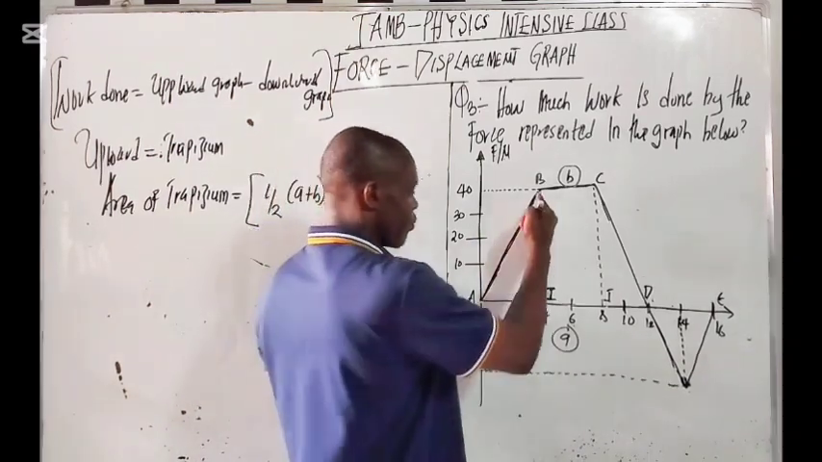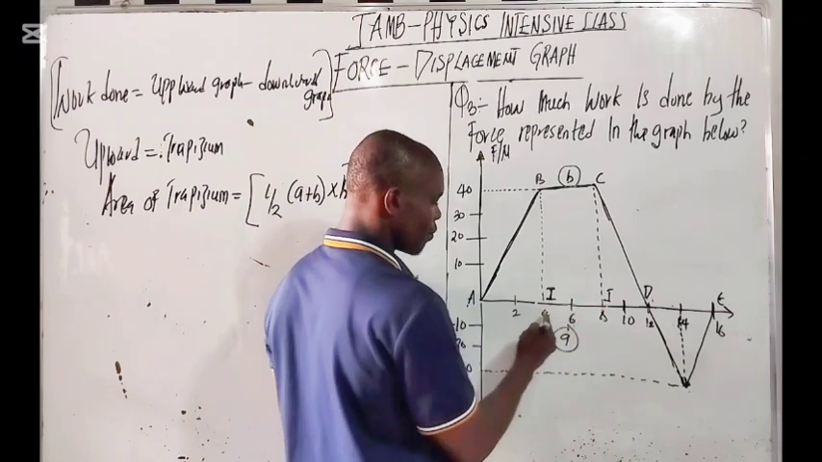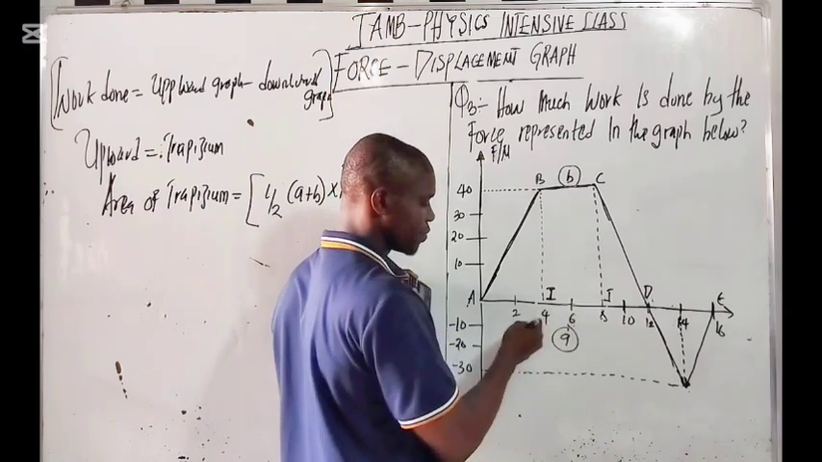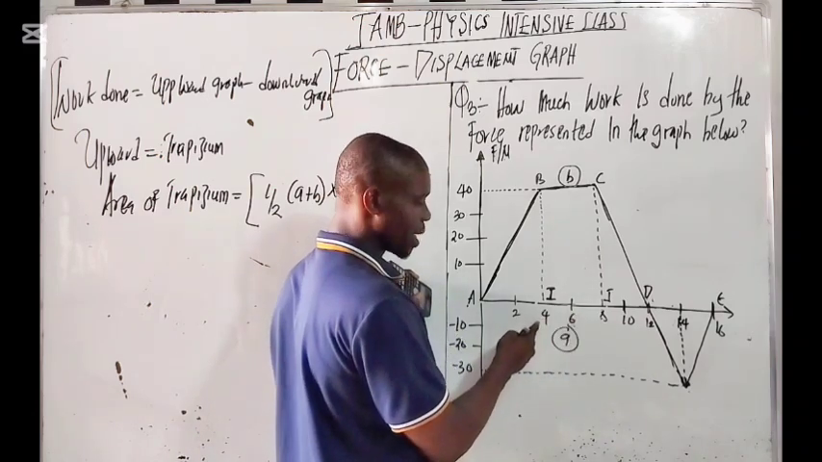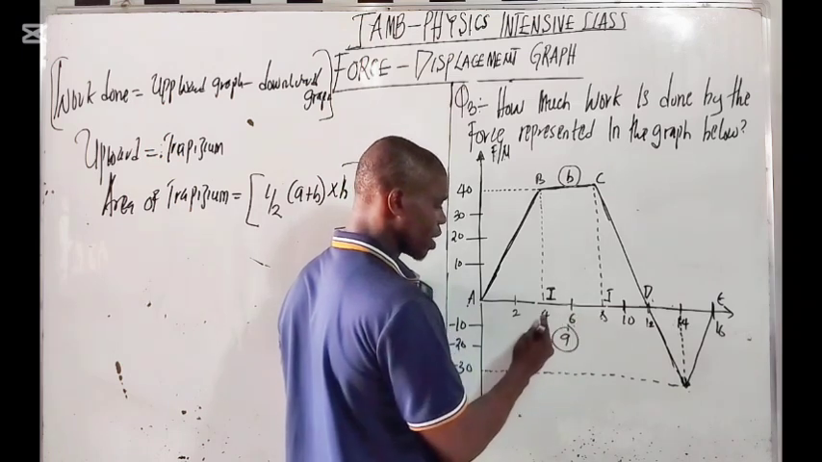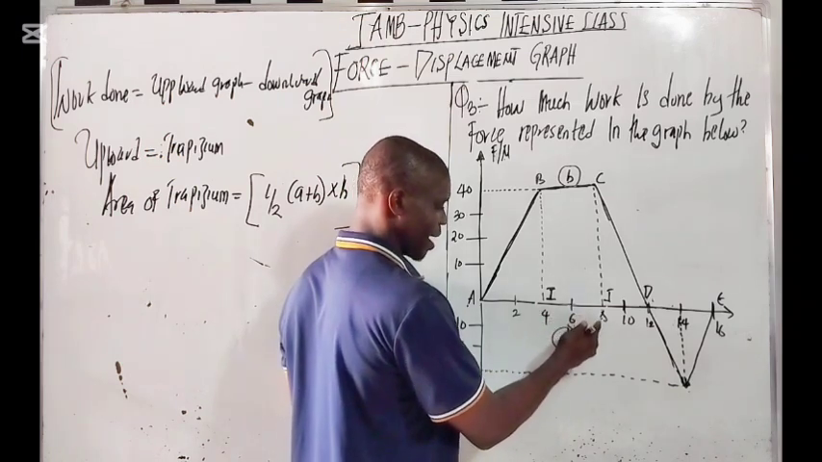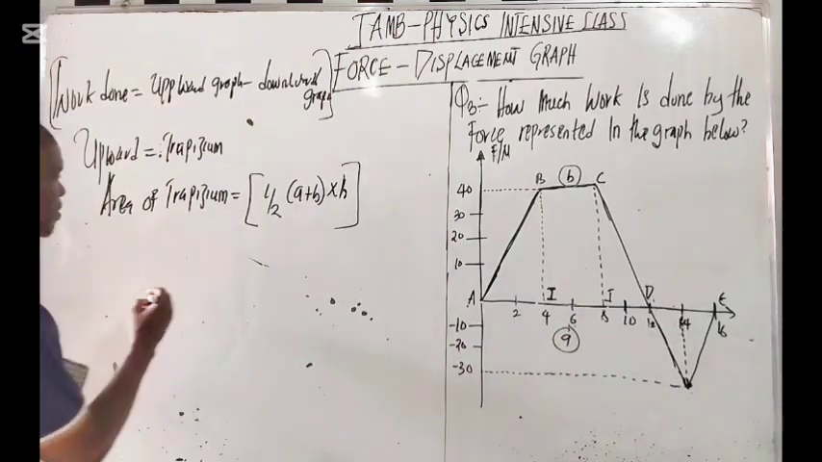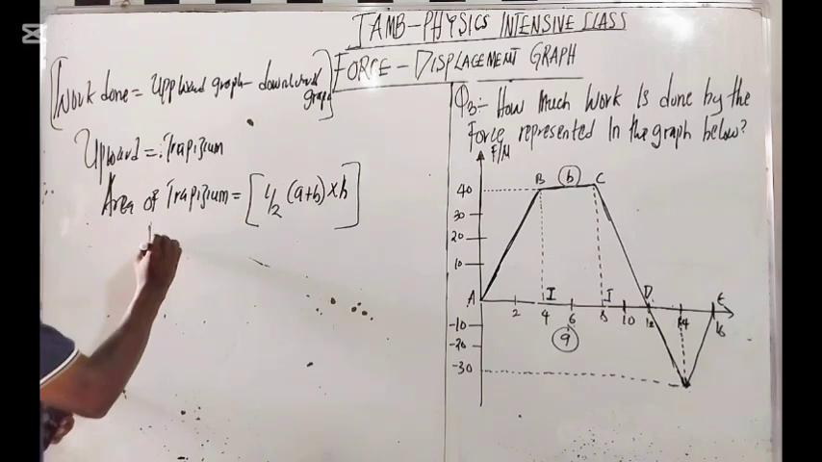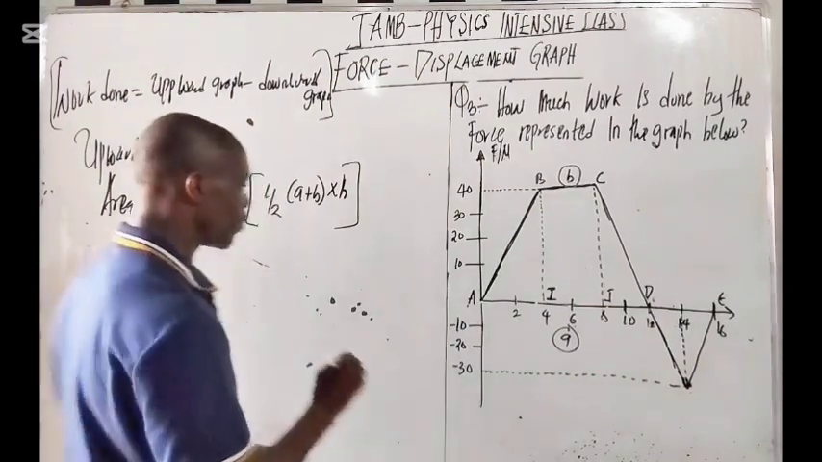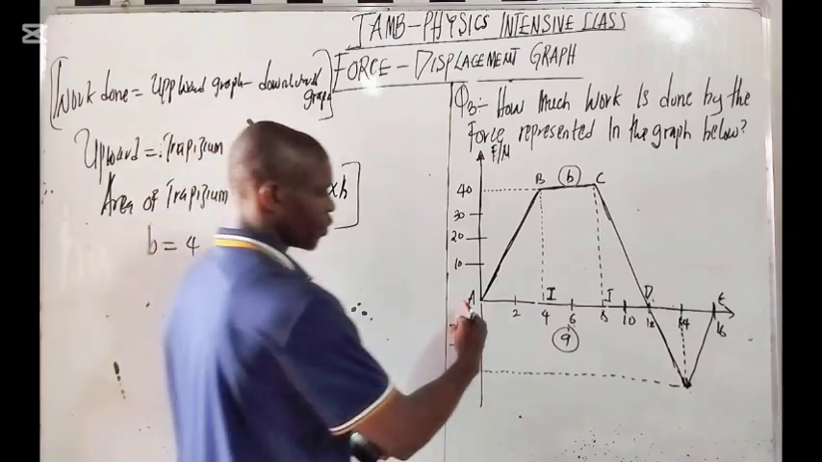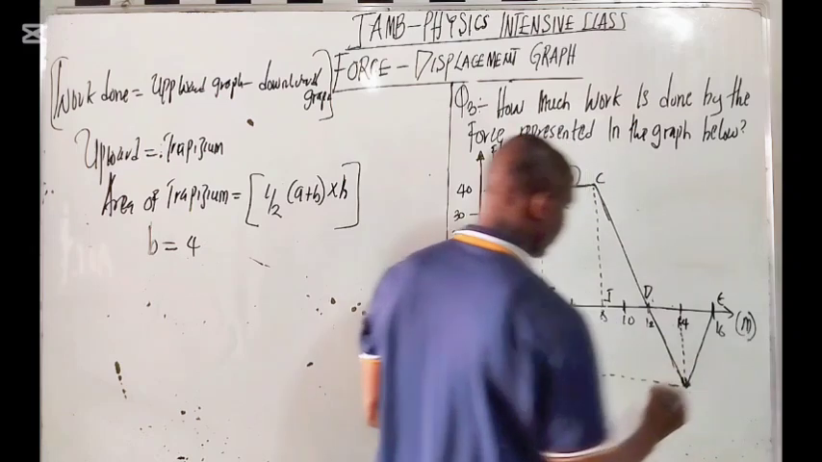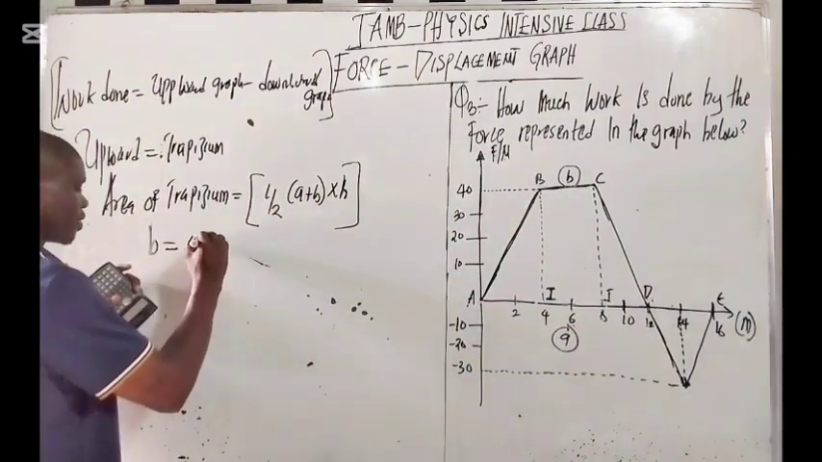So from here to here is from 4 to 8, and 8 minus 4 is 4. Because if you move from here to here, we have 4, 6, and 8. Now I can see that my B from the graph is 4. This from here to here is distance, which is in meters, so 4 meters.